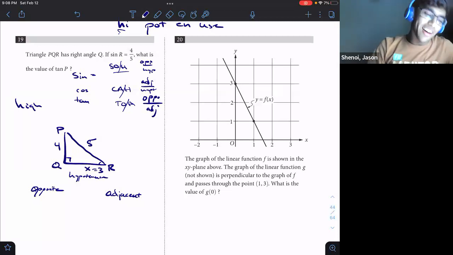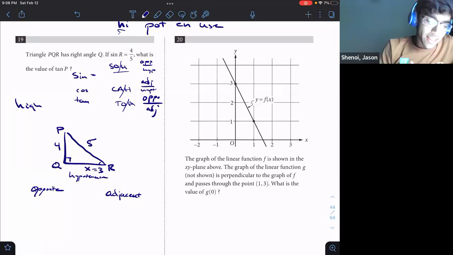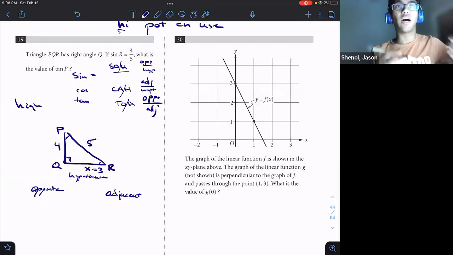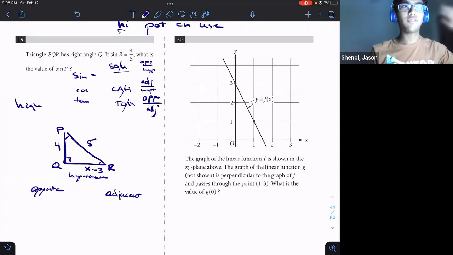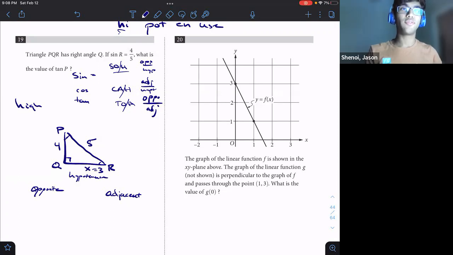I sound old. Opposite over adjacent, right? Yep. So if this is the angle that we're talking about, P, what is opposite? What's the length of the side opposite? 4. 4 is opposite to P. Something that's opposite is completely across, not touching. Which is it not touching? 5. 5 is the hypotenuse.